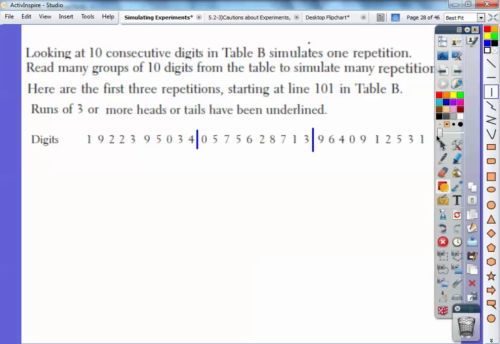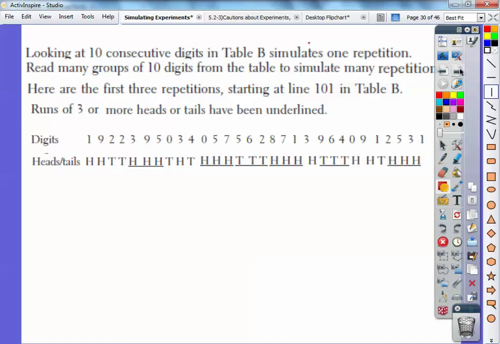Okay, so what I'm going to do, remember, the odds are the heads and the tails are the evens. So I just did the first 10 right here. Heads, heads, tails, tails, heads, heads, heads. And it got underlined because we got 3 heads in a row. And then I'm going to do the rest of them right here. This is just the first 3. And notice we got 3 heads or 3 tails in each group of 10 numbers. So run of 3, yes, yes, yes.